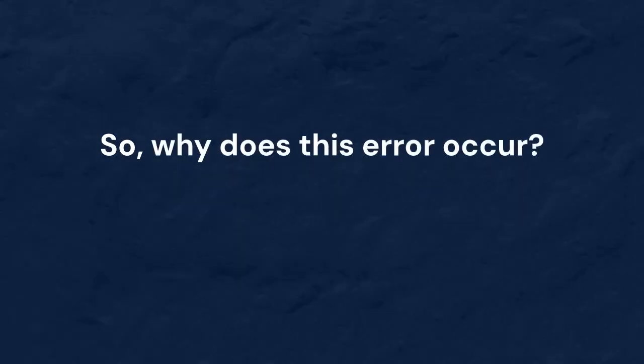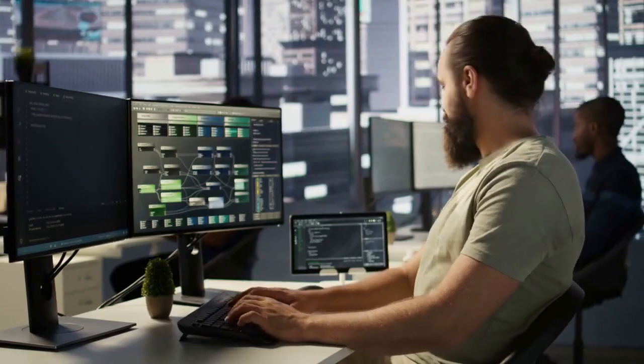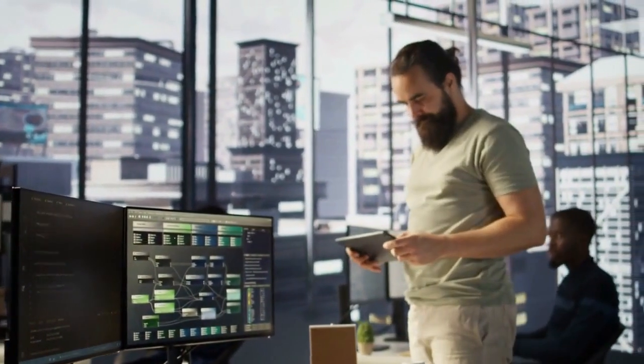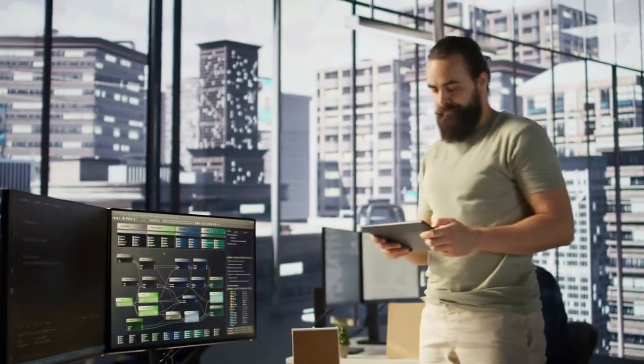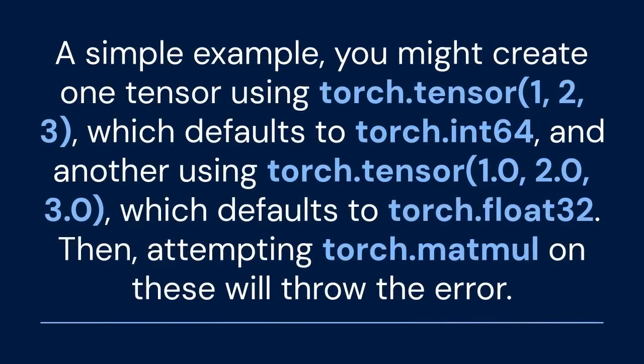So, why does this error occur? The most common reason is that you've accidentally created tensors with different types. This can happen when you're creating tensors explicitly, loading data from different sources, or performing operations that implicitly change the type. A simple example: you might create one tensor using torch.tensor([1, 2, 3]), which defaults to torch.int64, and another using torch.tensor([1.0, 2.0, 3.0]), which defaults to torch.float32. Then, attempting torch.matmul on these will throw the error.